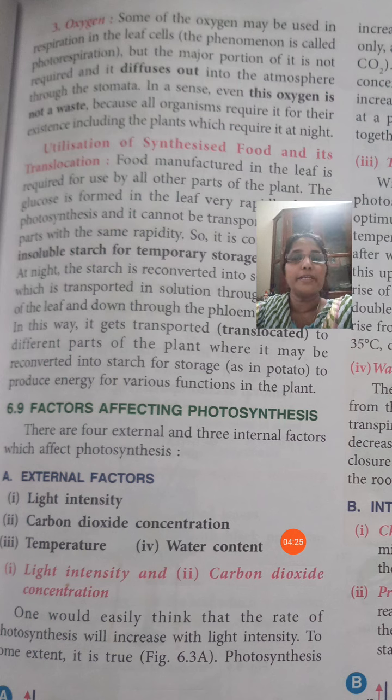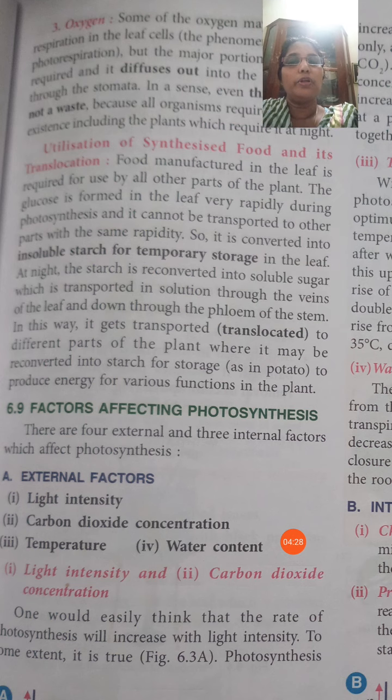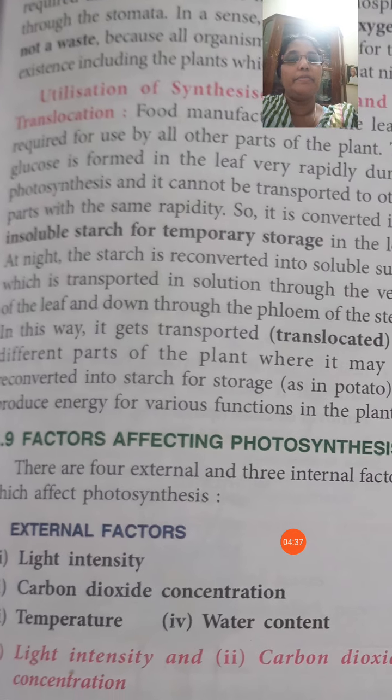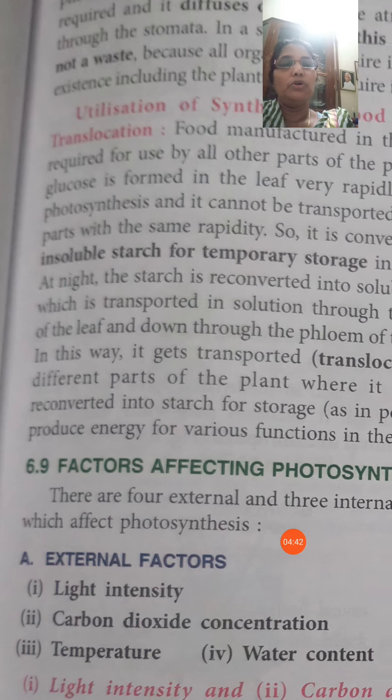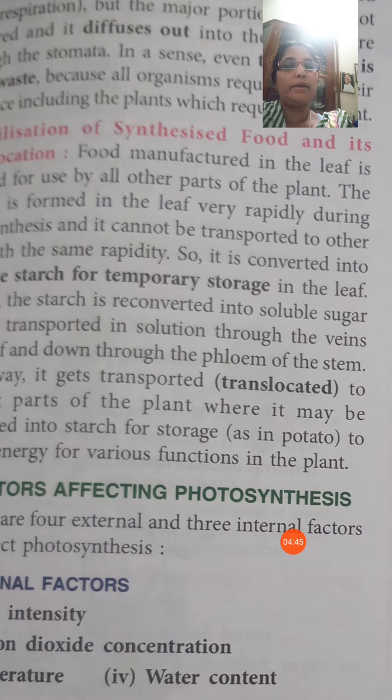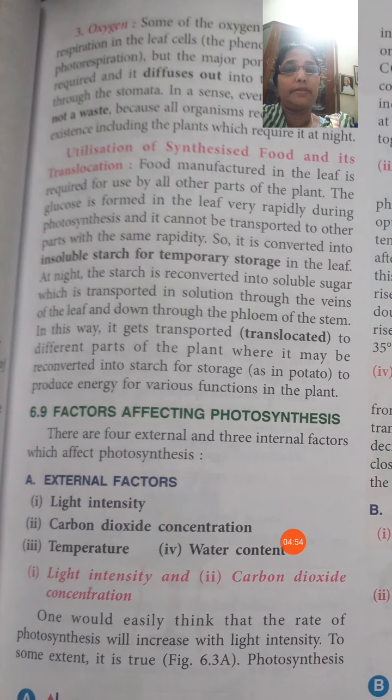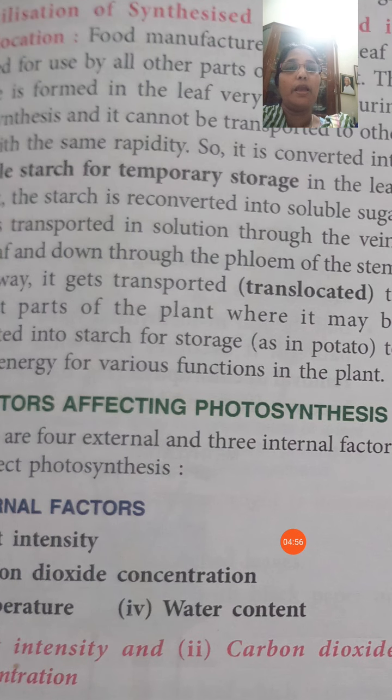Then during the night time, the insoluble starch may be stored as starch itself inside the leaf temporarily. But at night the starch is reconverted into soluble sugars, and that may be transported into different regions of the plant for storage. That process is known as translocation. It is taken from the leaf and transported to the area of storage.